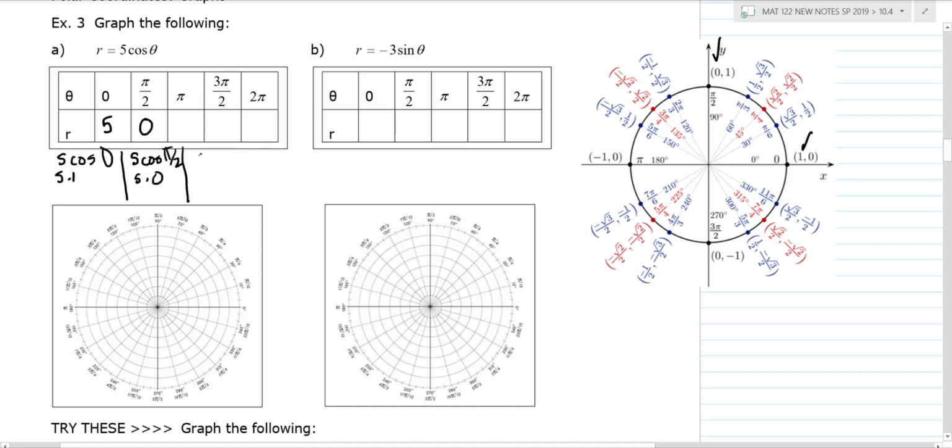The next one is 5 cosine pi. Cosine pi is -1, so we have 5 times -1, which is -5. And then the next one is cosine 3 pi over 2. Cosine of 3 pi over 2 is 0, so that would be 5 times 0, which is 0. Then we go back to 2 pi, it starts repeating itself, so that would be 5 again if you crunch that out. Okay, now what I'm going to do is we're going to graph these points.